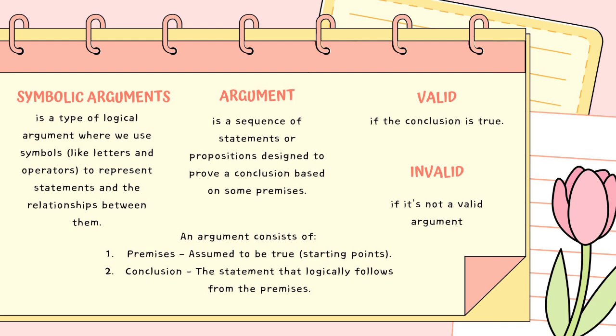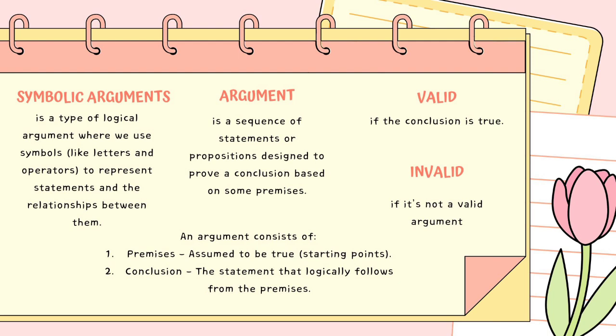Symbolic argument is a type of logical argument where we use symbols like letters and operators to represent statements and the relationship between them. What is argument? Argument is a sequence of statements or propositions designed to prove a conclusion based on some premises.